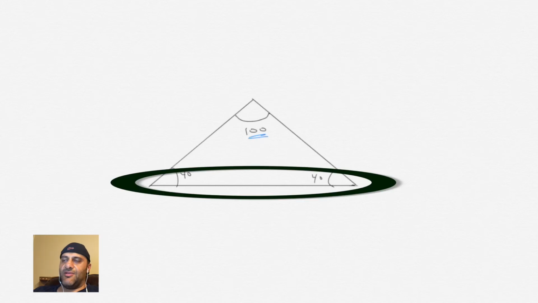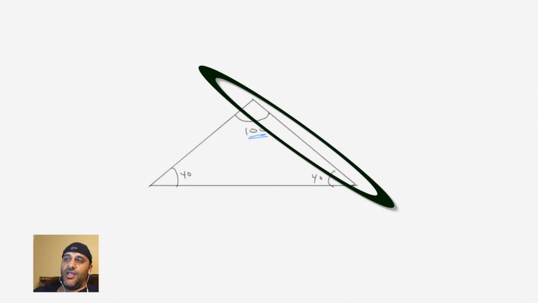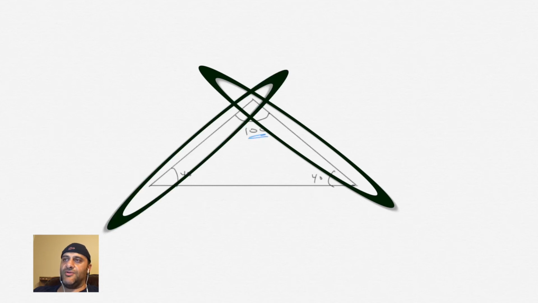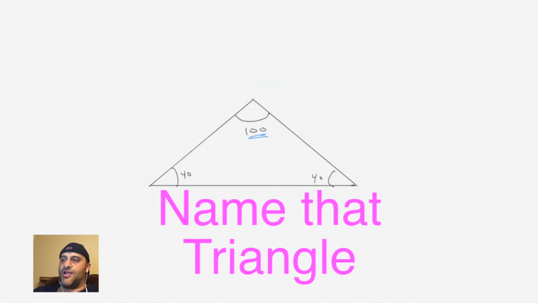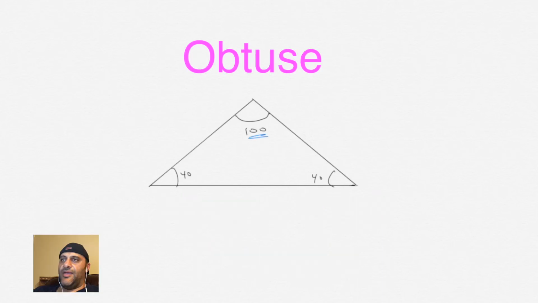Okay, because that angle up top is 100 degrees, the longest side is on the bottom. Those two sides are equal because they oppose equal angles. The first question, name that triangle: is this an acute, obtuse, or a right triangle? It is obtuse. One more, is it a scalene, isosceles, or equilateral triangle?